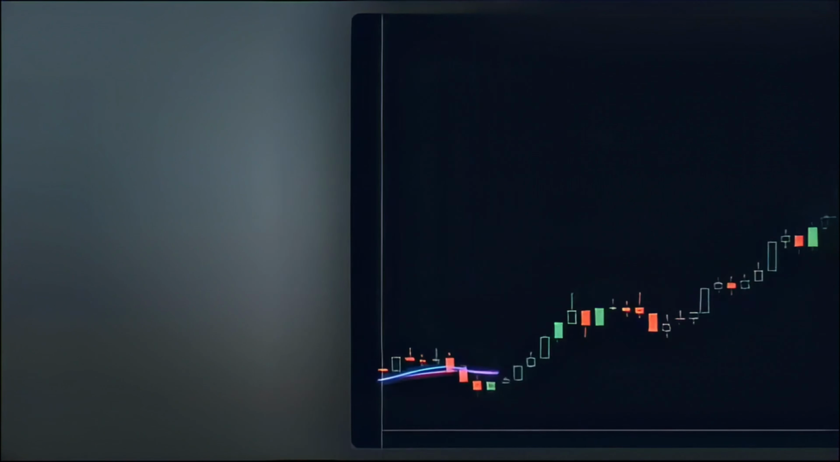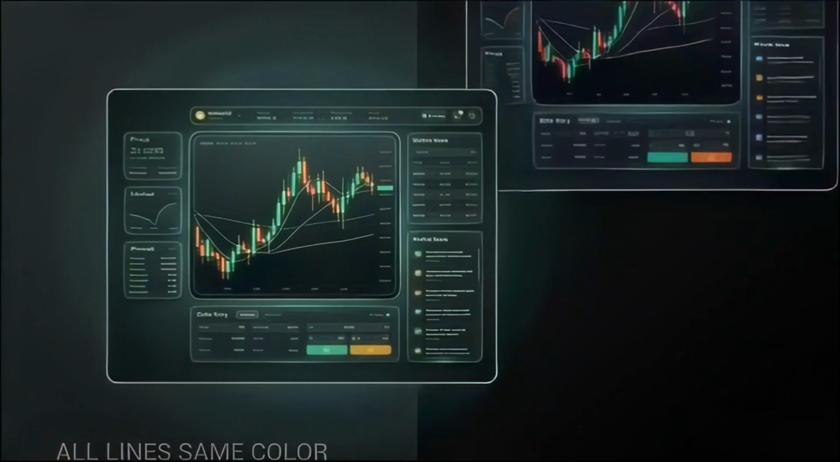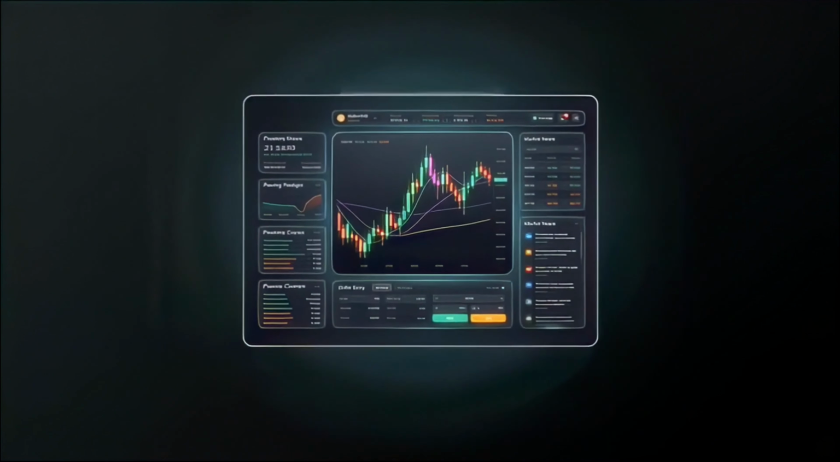And here is a practical detail most people skip. Color them differently. One bright color for your fast line, something muted for the slow one. A chart with 4 averages all in the same color is unreadable. Color-coded, you can read it at a glance without thinking.